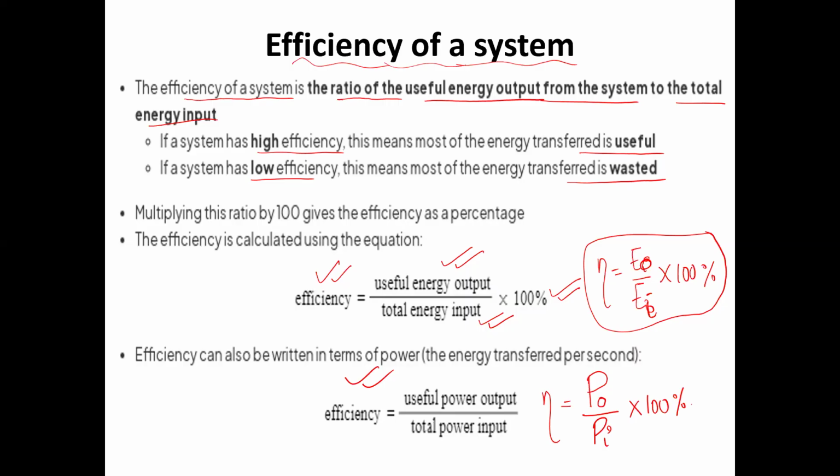Efficiency is useful energy output divided by total energy input multiplied by 100. And in terms of power, it will be useful output power divided by total input power multiplied by 100. Is this fine? How to define efficiency? So efficiency of a system is the ratio of the useful output power to the total input power, or efficiency can be said as useful energy output to the total energy input.